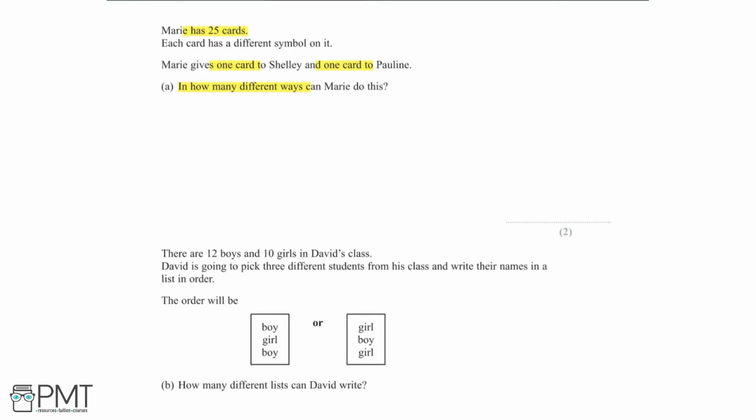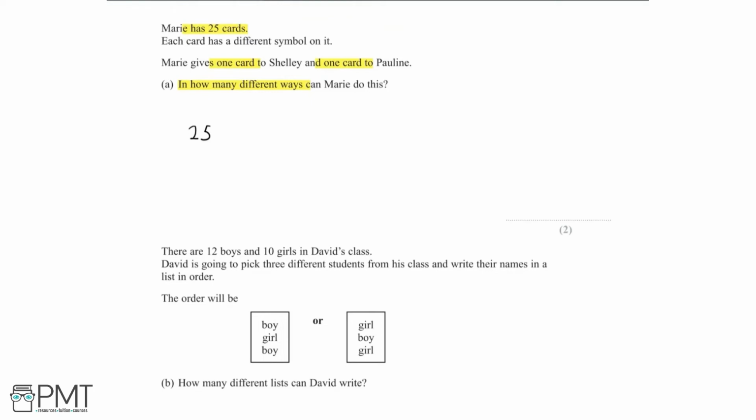And so we start off with 25 cards. And so when she gives 1 card to Shelley, there'll be a choice of 25 cards. Now when she gives 1 card to Pauline, there'll be 1 less card to choose from, and so there'll be 24 choices. And so we've now established that there are 25 options when she gives the card to Shelley, and then 24 options remaining when she gives the card to Pauline.